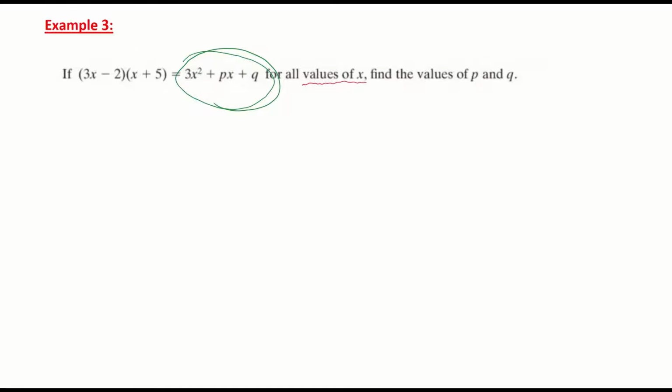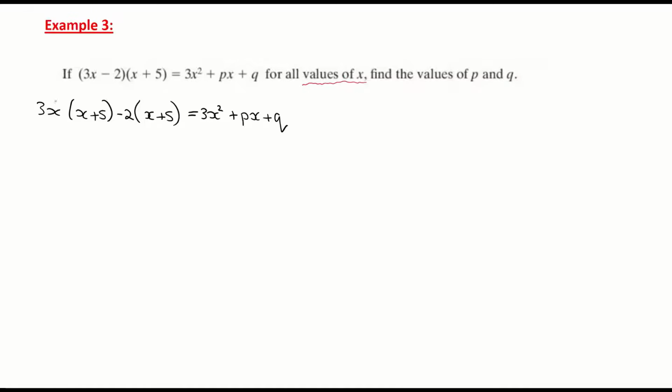It's already expanded. So what I'm going to do here is on the left hand side, I'm going to multiply out these brackets. So see my two brackets here? I'm going to multiply those out. So when I multiply out my brackets, I'm going first term by second bracket, which is my 3x times my second bracket, which is x plus 5. Then my second term, which is minus 2 times my second bracket. And that is all equal to 3x squared plus px plus q.